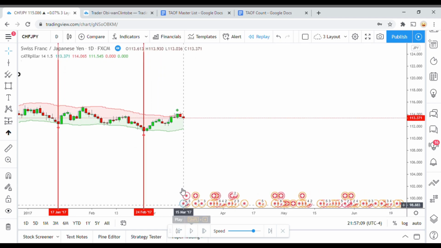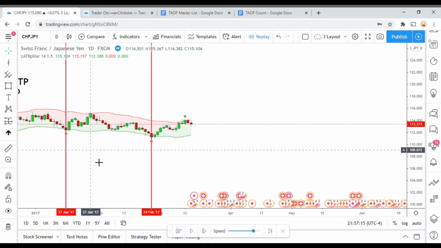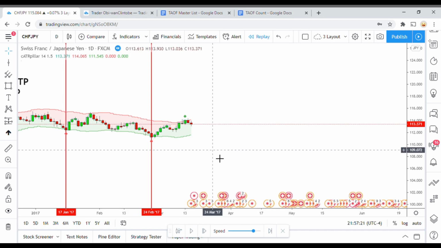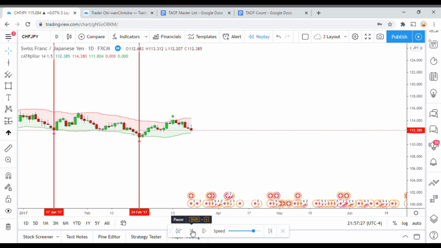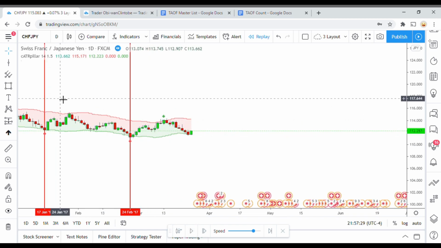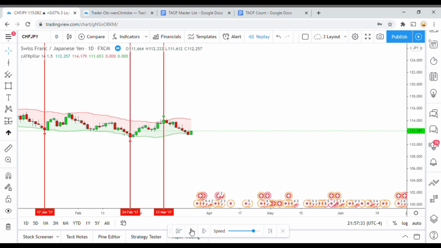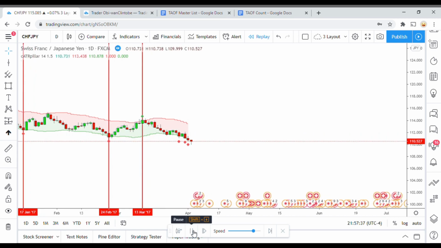I do like the fact of finding indicators that can filter out ranging markets. That is a very good filter that we need to keep an eye out for. So we got another signal here along, and again stopped out, so not too great.